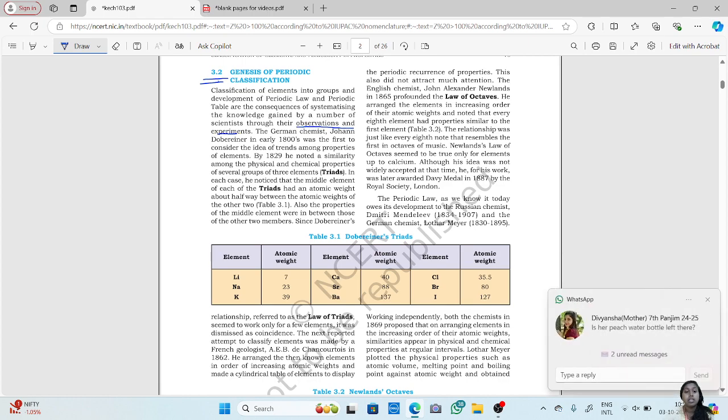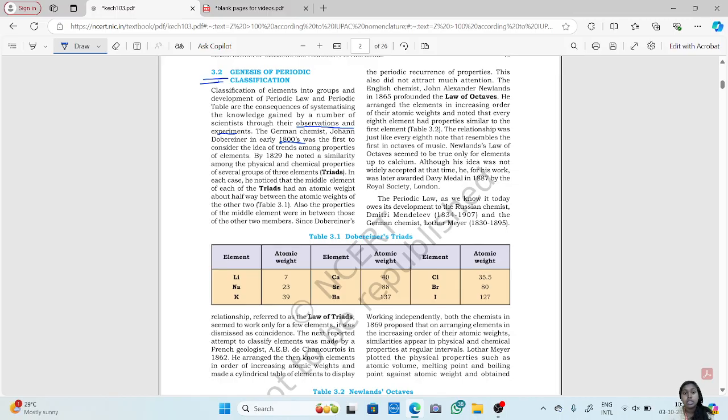Now, the German chemist Johann Döbereiner, in the early 19th century, was the first to consider the idea of trends among the properties of elements. If an element shows these trends, then it will fall under this table. So he was the first one to identify trends in properties among the elements.